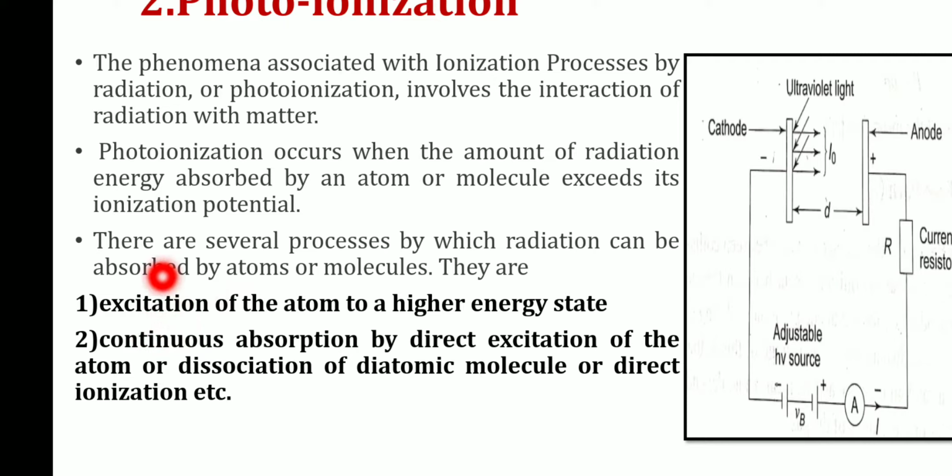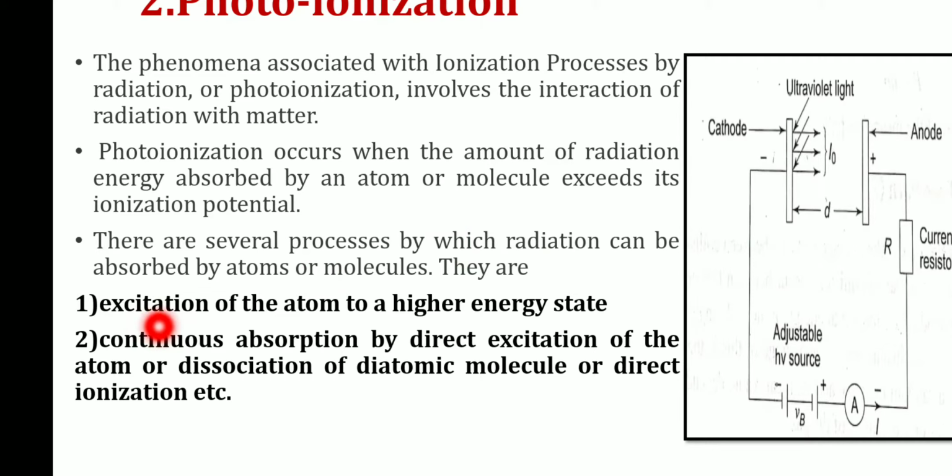Here, excitation of atom. What is that excitation process? Excitation is nothing but the energy which is being given to the electron. Once we apply the voltage here, the electrons start moving from cathode to anode itself. Which energy are they absorbing? This is light energy, right? After absorbing the light energy, they get excited and reach the higher energy levels. That is the excitation process.